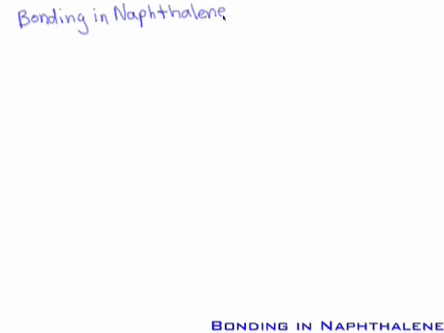Bonding in naphthalene. Right. Naphthalene and other polycyclics are aromatic. If you take the time to take a look at the pi system, you will determine that each carbon atom is sp squared hybridized.